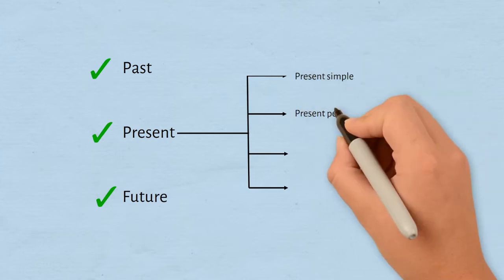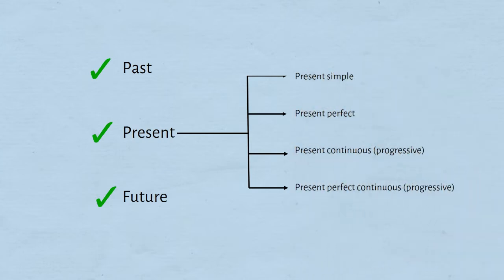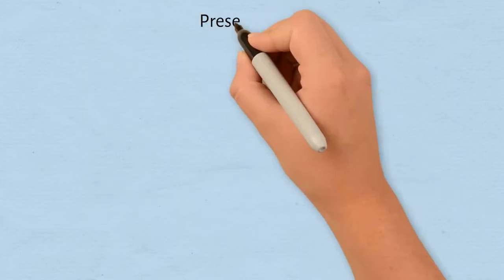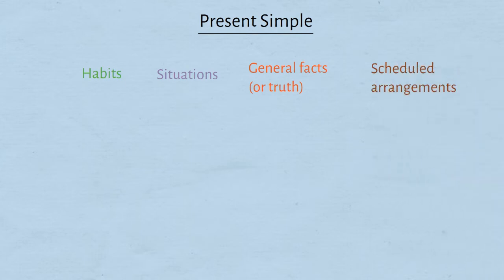The present tense is divided further into four categories, and the first is present simple. We use this tense to describe habits, situations, general facts, or truth, and even scheduled arrangements in the future. Let's look at some examples.